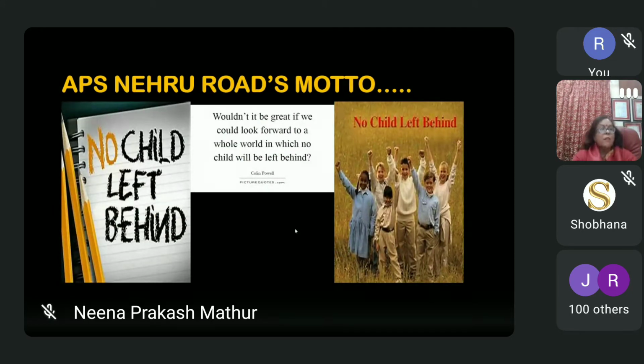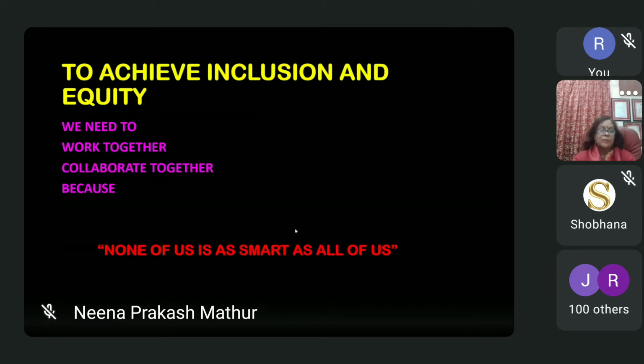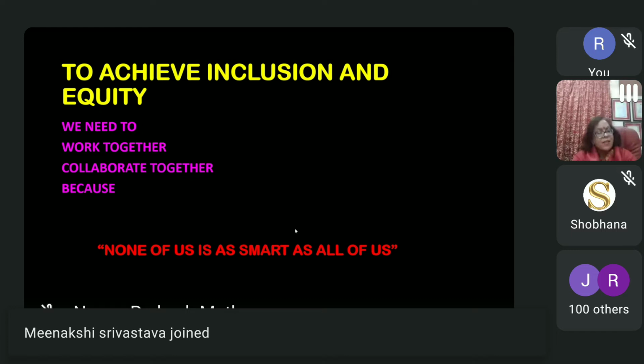For years, the mantra of our school at APS Nehru Road has always been no child left behind. Wouldn't it be great if we could look forward to a whole world in which no child will be left behind? In the end, I would like to say, to achieve inclusion and equity, we all need to work together, collaborate together, because none of us is as smart as all of us.